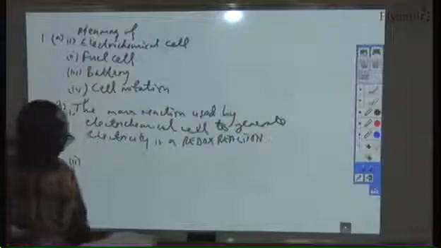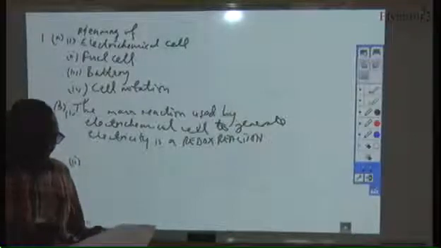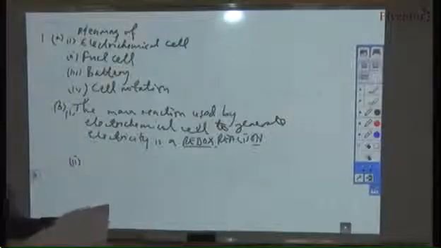B Roman 2. Use Daniel cell as an example to explain the type of reaction you named in part 1 above to generate electric current. We have named a redox reaction. Then Roman 2 requires us to use a Daniel cell as an example in order to explain the type of reaction we named in part 1 above.